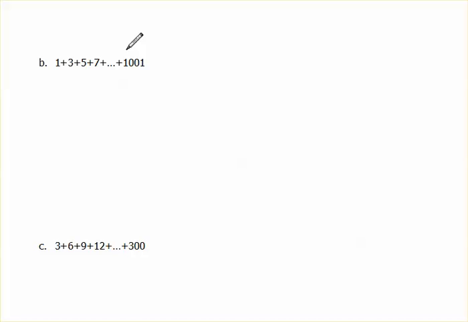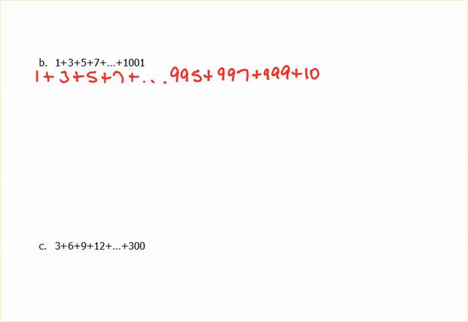All right, so what we're going to do here is rewrite this, and I'm going to write it out so we have a little bit more room. So that would be 1 plus 3 plus 5 plus 7 plus on and on and on. And I'm going to write out a few more terms just before the 1001. So I'm going to start at 995, 997, 999, and then 1001. So we're going up by twos each time until we hit 1001.